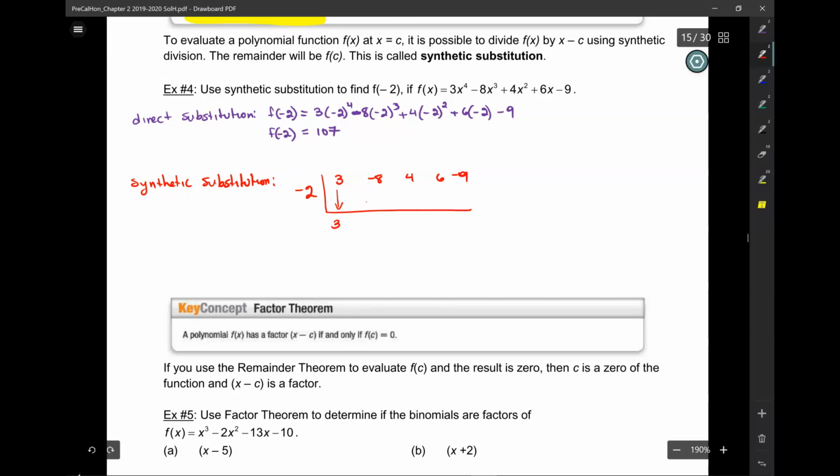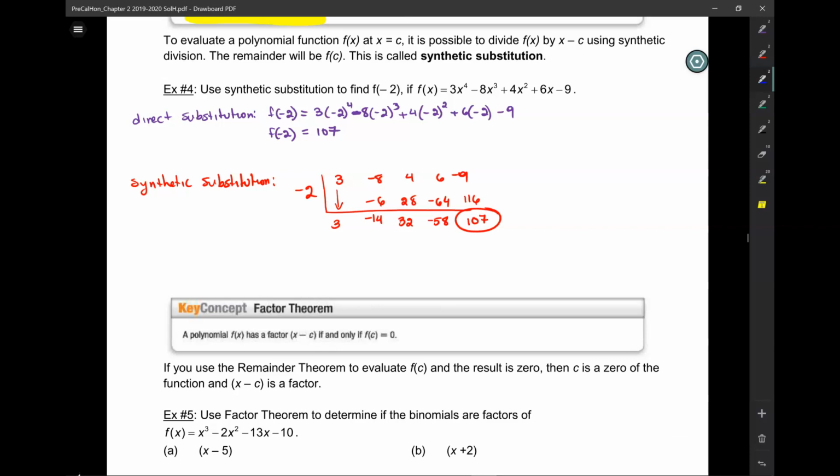Okay, 3, negative 6, negative 14, 28, 32, negative 64, negative 58, 116. And when you subtract, 107. Yes! I wish I had time to prove this. Maybe one day, if I have time.